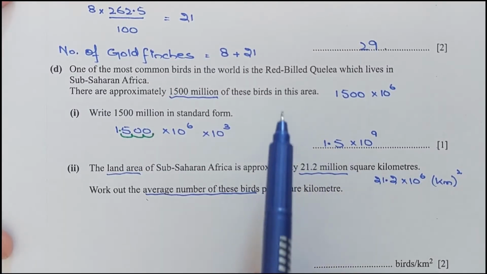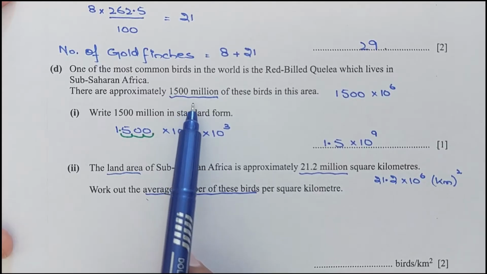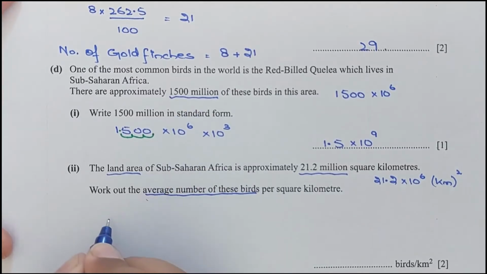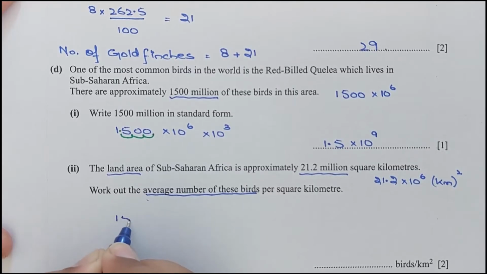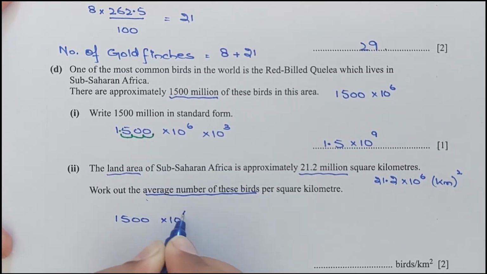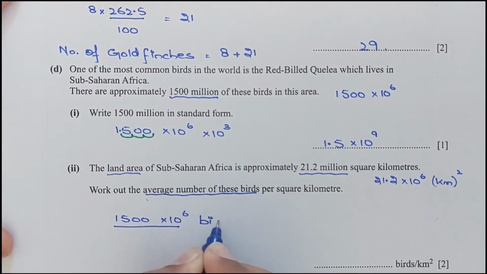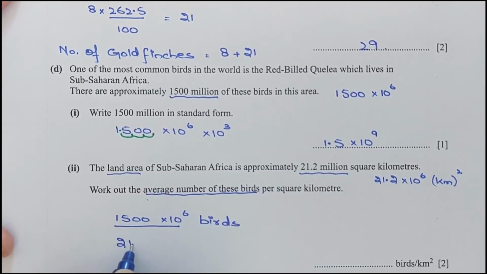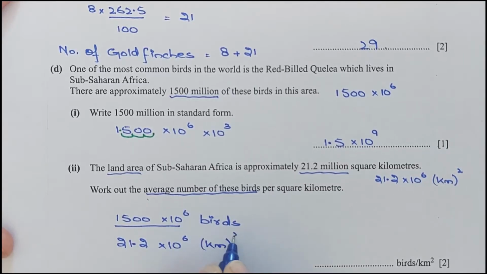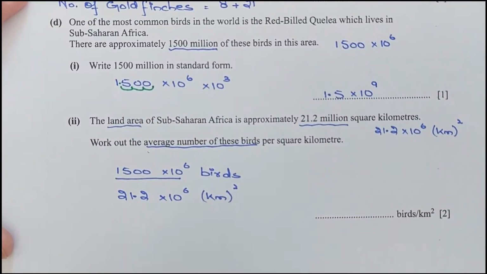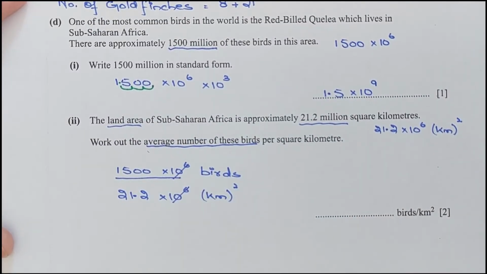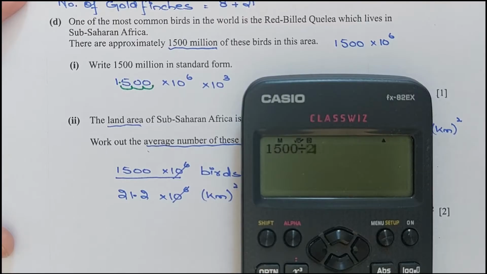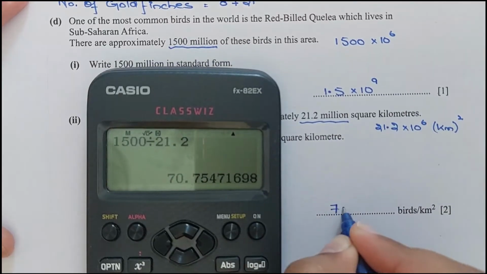So we have been given that in this area, approximately 1,500 million of these birds live. So the average number of these birds is 1,500 million, these are the number of birds, over 21.2 million square kilometers. So we have the same units, birds over square kilometers. So 10 to the power 6 is cancelled with 10 to the power 6. Just simplify. 1,500 divided by 21.2 is going to be 70.8 if I rounded. 70.8 birds.